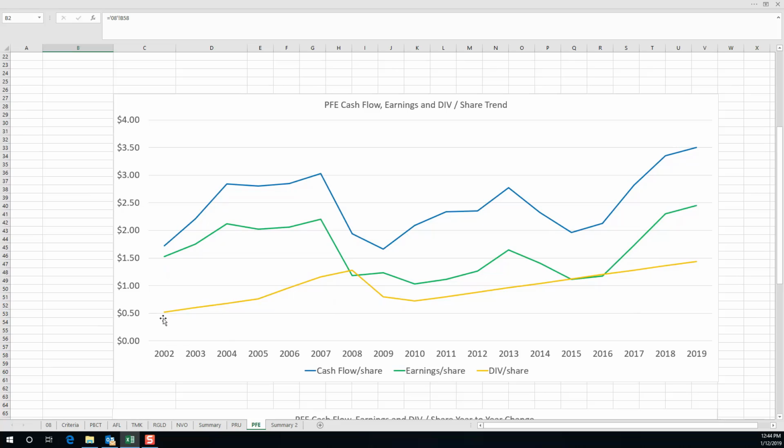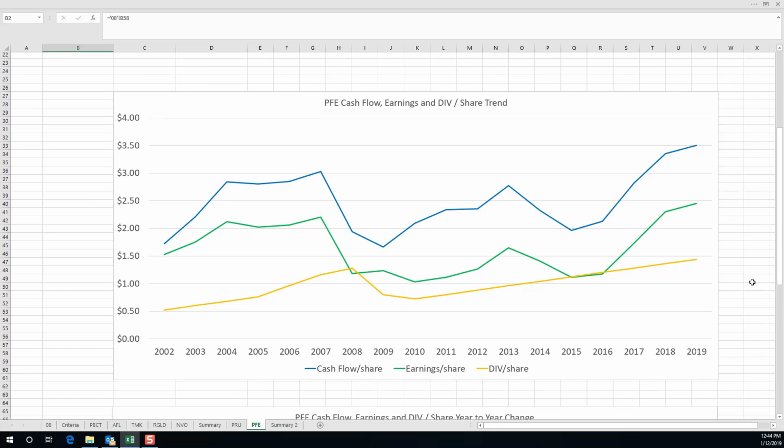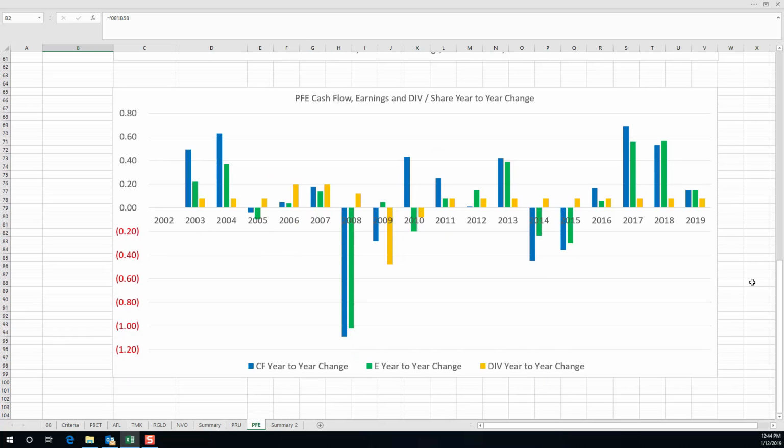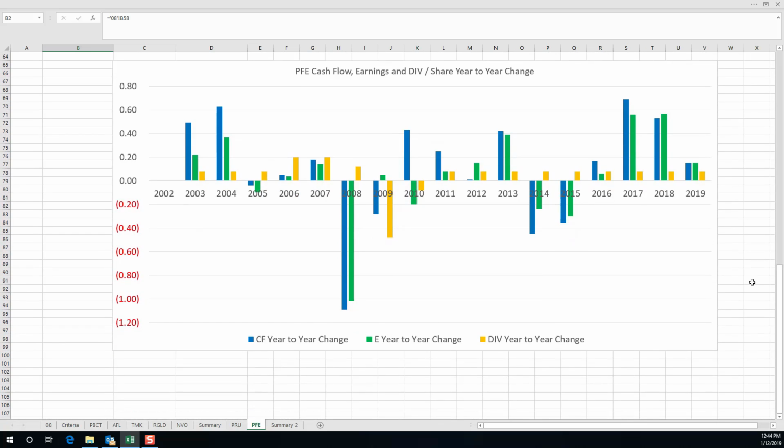So, you know, you can imagine investors were thinking really good up here, and then all of a sudden the dividends went way down again, and then they've started back up. So that's the kind of turmoil that I try to avoid, and why I use the dividend per share criteria that I do. And that's what that looks like on the year-to-year change analysis. They've had their ups and downs.